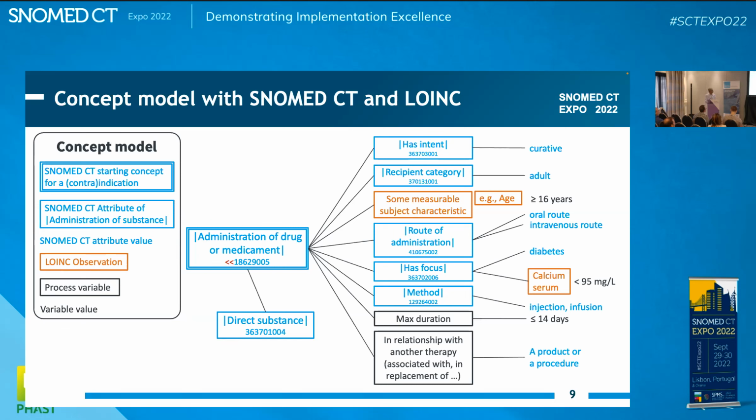And so, as I had said, we need LOINC to convey quantitative observations, like calcium level, for instance. And we also need a couple of process variables which cannot be supported by a concept model. One is the maximum duration of the treatment, which may be mentioned in the text. And the other one is relationships towards another treatment. So this treatment is indicated as a replacement for this other treatment, for instance. Next, please.